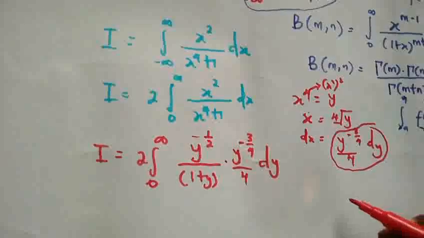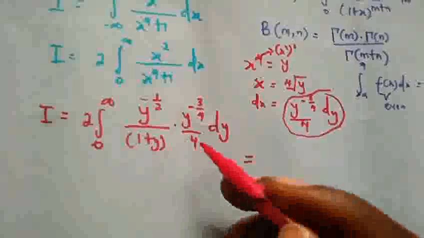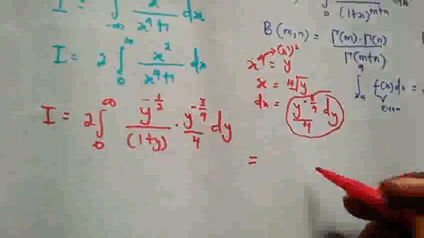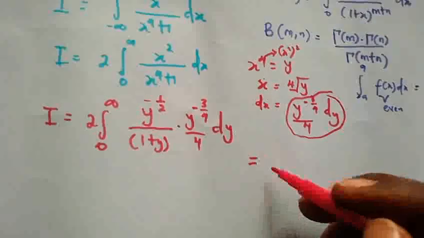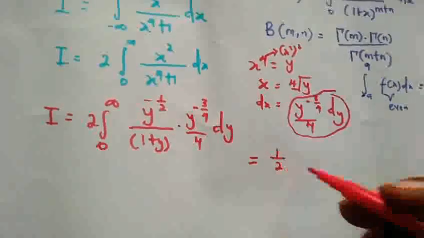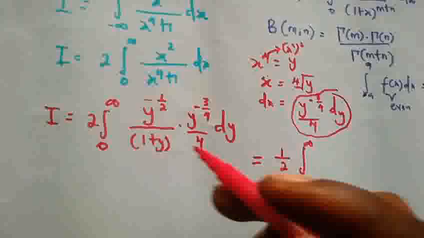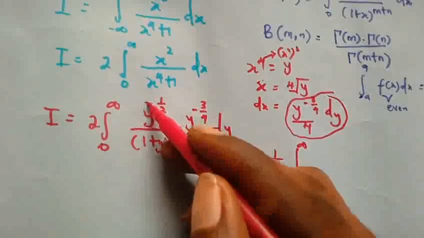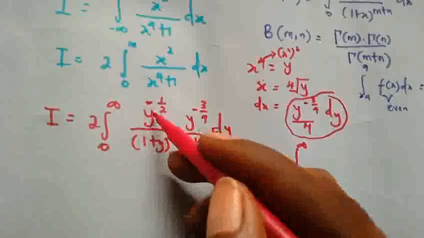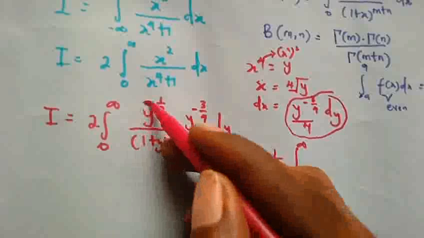Okay, right here we are proceeding. So we are going to factor out this 1 all over 4. When we do that, remember we have 2 here, so it becomes 2 all over 4, and that is 1 all over 2, integral from 0 to infinity. Then you remember this power here is not negative. What we have here is square root of y, and that is y raised to power 1 all over 2. So this might be a mistake, it's not negative.